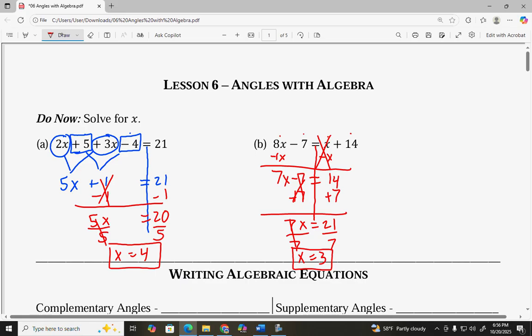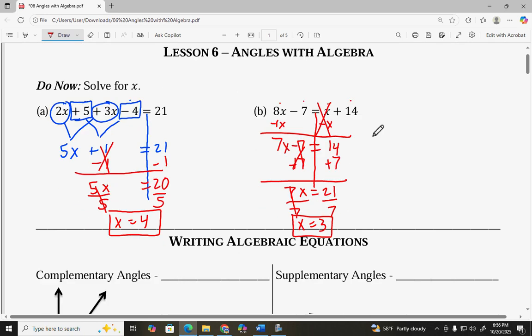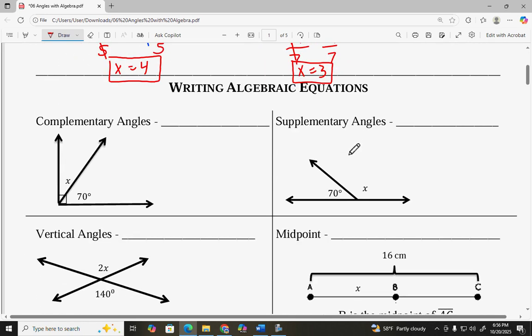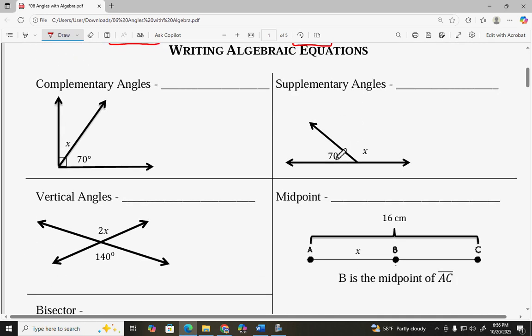So we need to know how to solve equations in order to do today's lesson. So let's move on with combining our geometry with this algebra. So first, let's remind ourselves what we know about complementary angles. Remember, it's two angles that add to 90 degrees. We're not going to write complete sentences today, we're just writing down the main things that we remember about these terms.